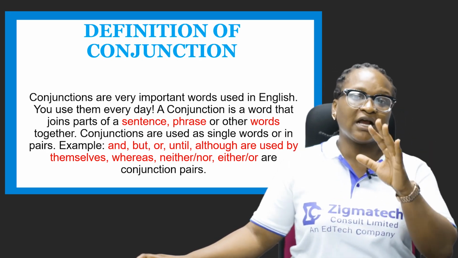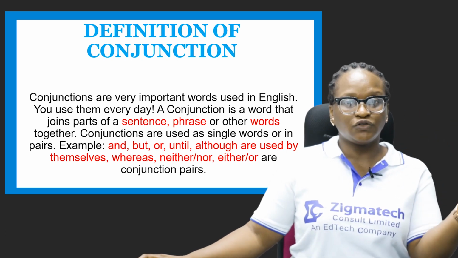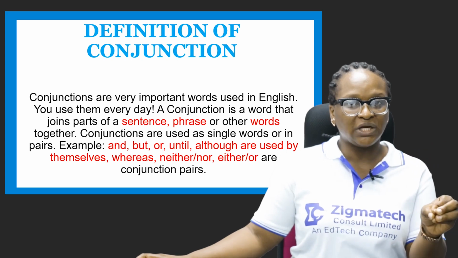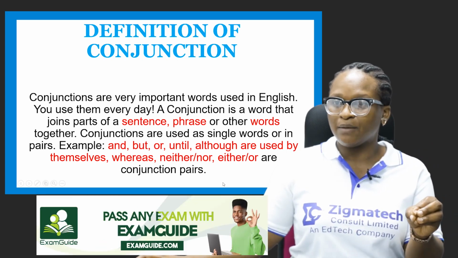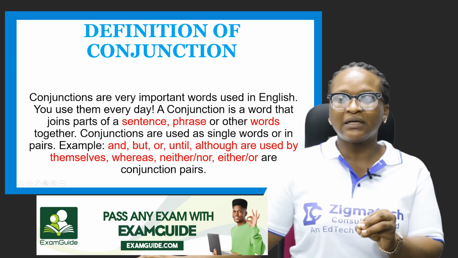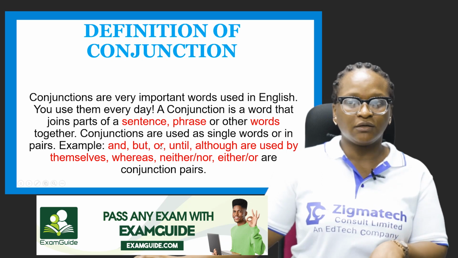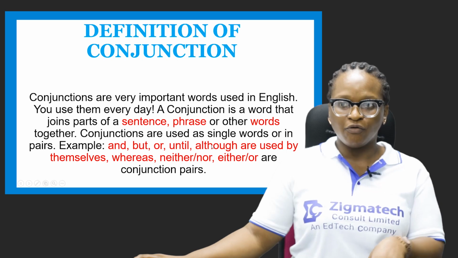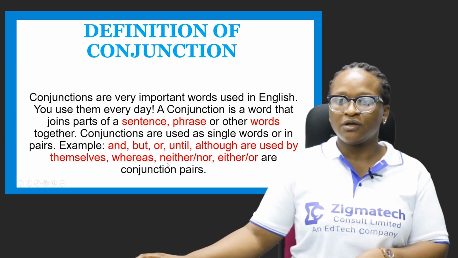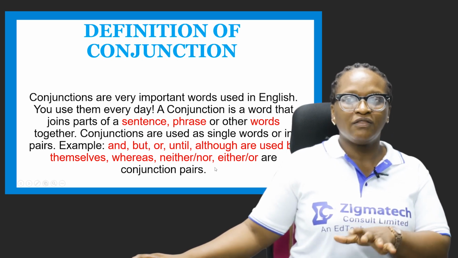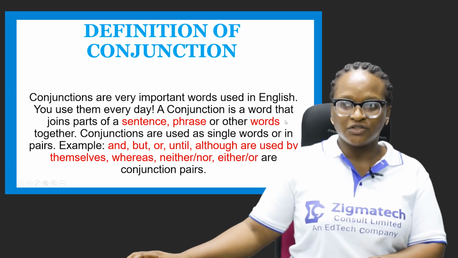Why? Because conjunctions are classified into three. You have the coordinating conjunction, you have the subordinating conjunction, and you have the correlative conjunction. So these examples are based on the three types. I've said that and, but, or are for the coordinating conjunction, until and although are for subordinating conjunction, then neither nor, either or are the paired conjunctions, which we call the correlative conjunctions.